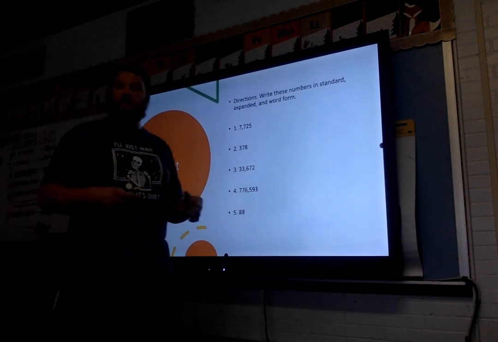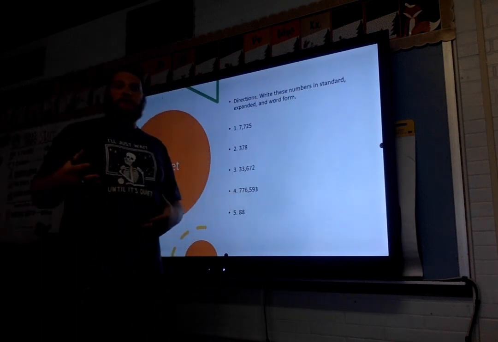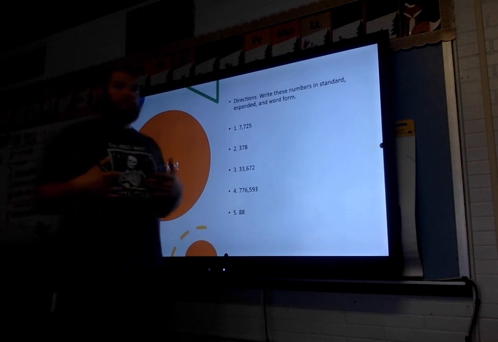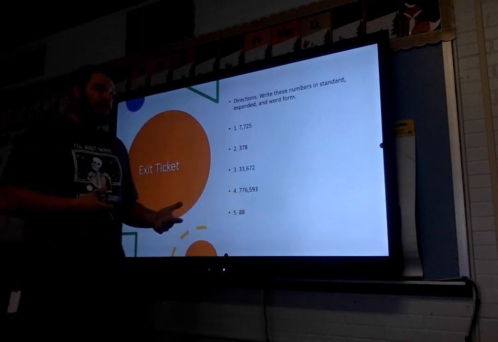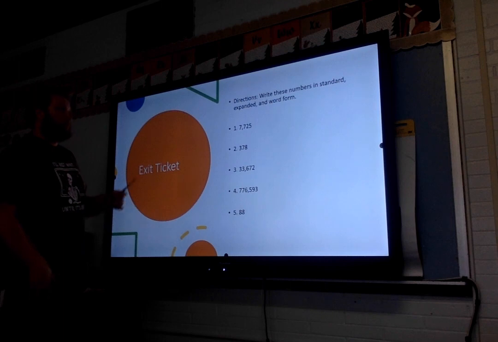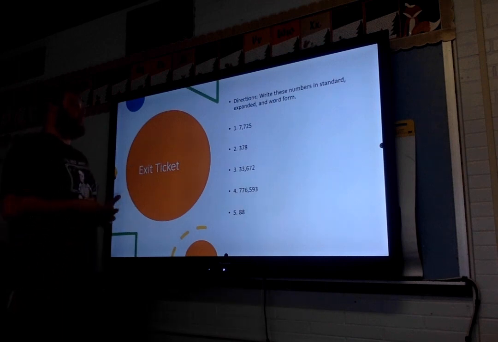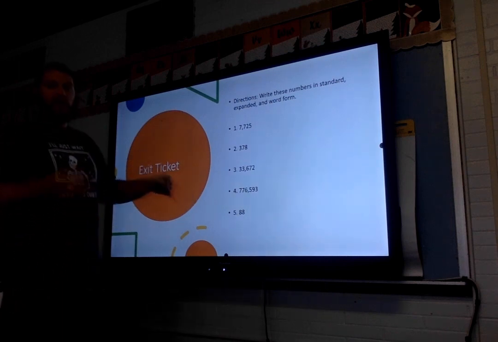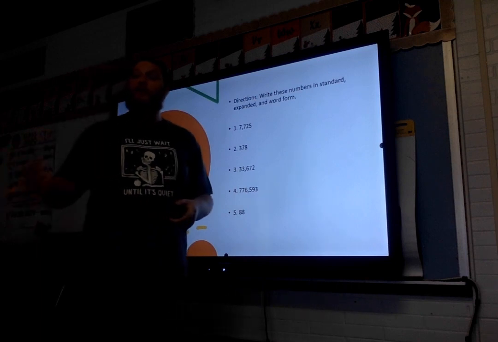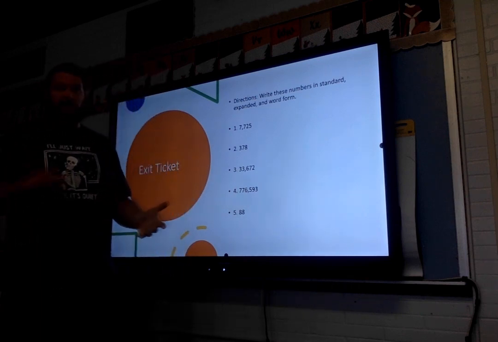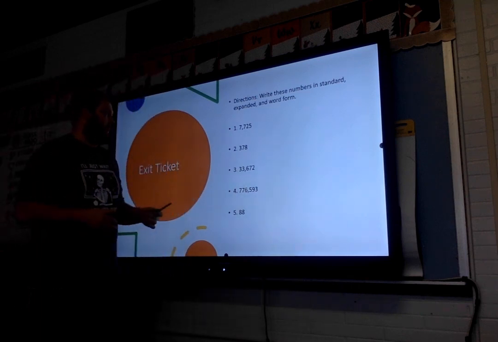And then for the exit ticket, that'd be their independent activity, plus it'd be my way of seeing if they're mastering the skill or not. So directions, we'd write the numbers in standard, expanded, and word form. So with the exit ticket, I would print it out, they would have it, and I, of course, would want to see their work because I am collecting it. I want to make sure that they're mastering it.